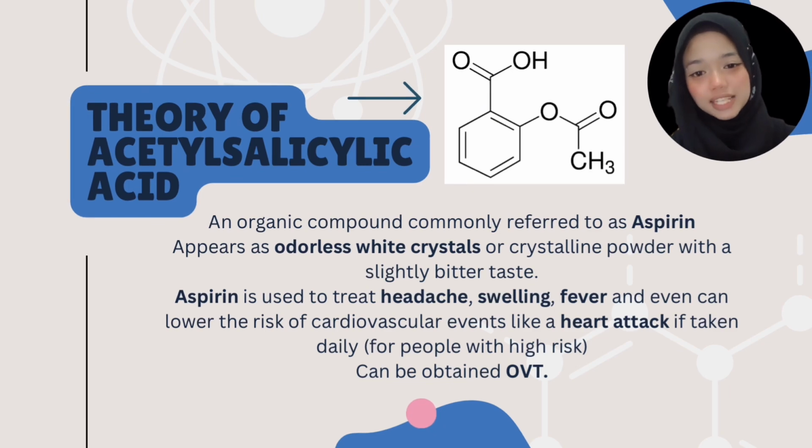This is the theory of acetylsalicylic acid. Acetylsalicylic acid is an organic compound commonly referred to as aspirin. It appears as odorless white crystal or crystalline powder with a slightly bitter taste. Aspirin is used to treat headache, swelling, fever, and can even lower the risk of cardiovascular events like a heart attack if taken daily for people with high risk. This medication does not need a prescription from a doctor or physician. It can be obtained over the counter, like at a pharmacy.